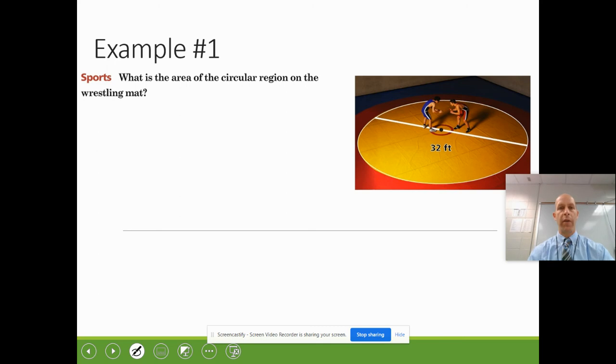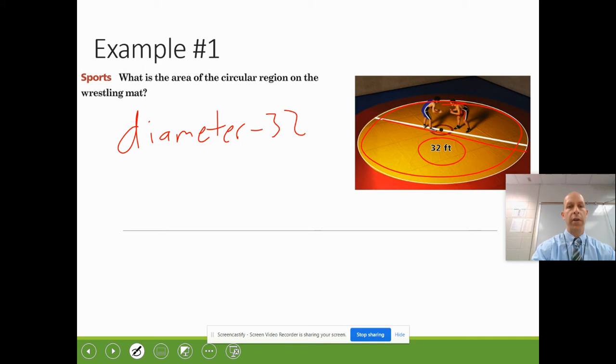Let's look at a slightly different example. It says, what is the area of the circular region on the wrestling mat? So here we can see we've got this circular region, and then we see that this distance is 32 feet. Well, that distance is actually the diameter. The diameter here is 32, so the radius is simply half of the diameter. So it needs to be 32 over 2, which is 16 feet.